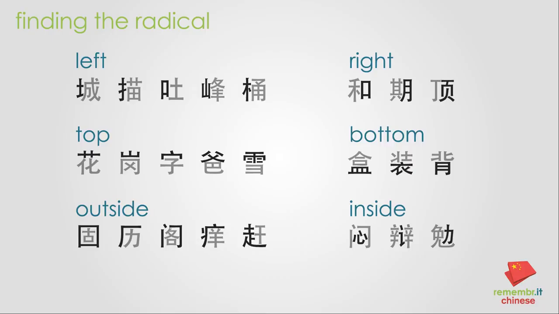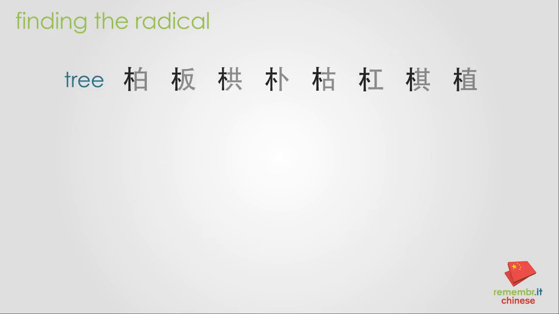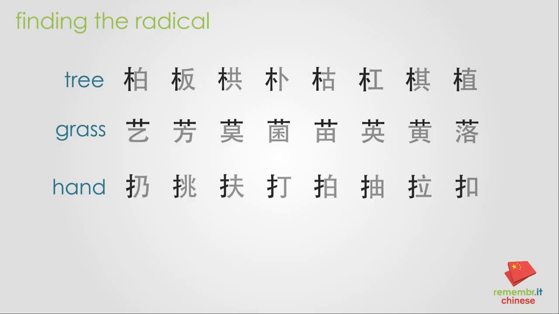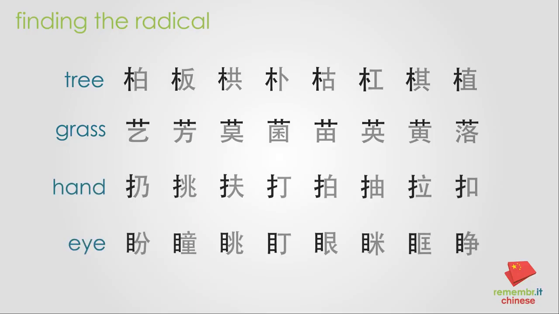But for most characters, the radical is easy to identify, and you will find that with little experience, radicals will be easy enough to pick out. Just look at the tree radical in these characters, or the grass radical here, or the hand radical here, or the eye radical here. They are all very easy to identify.